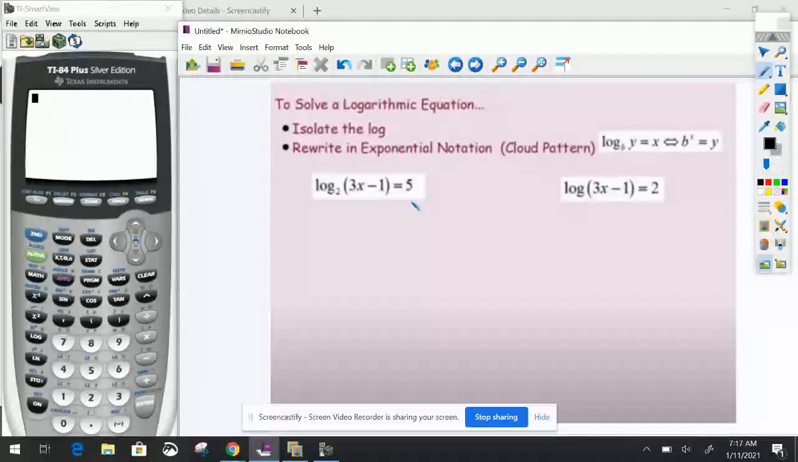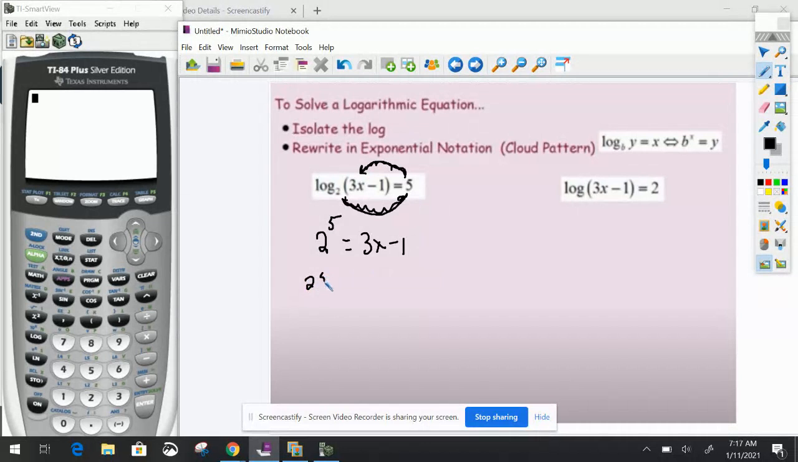So when we have logarithm problems, again, remember, what is a logarithm? It's just an exponential. So we're going to rewrite the problem and then solve it. So what does log base 2 of 3x minus 1 equals 5 mean? It means base 2, the exponent is a 5, and it equals 3x minus 1, right? It's that little cloud method of rewriting. So we go 2 to the 5th is equal to 3x minus 1. So we just write the cloud.